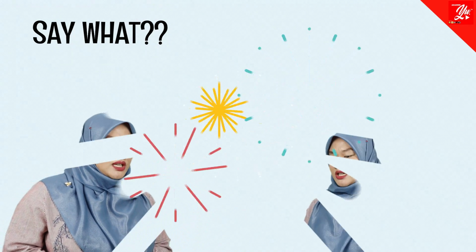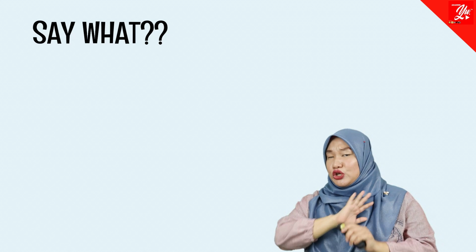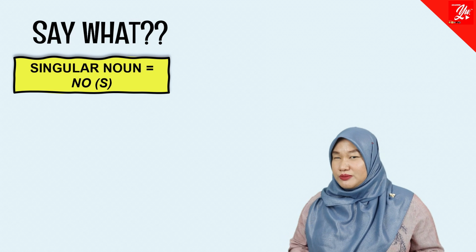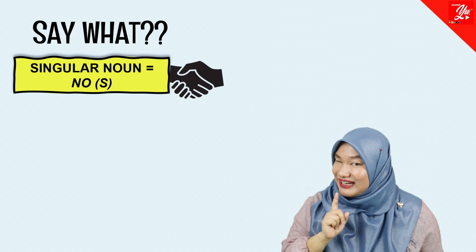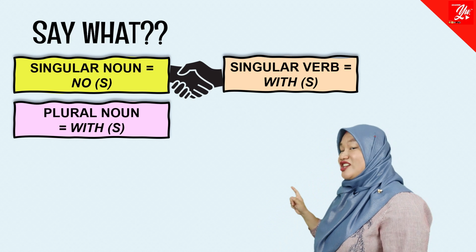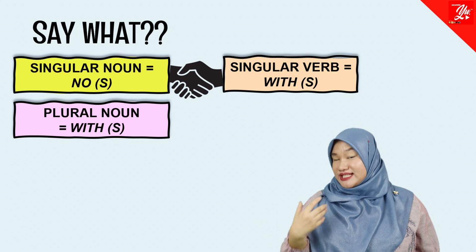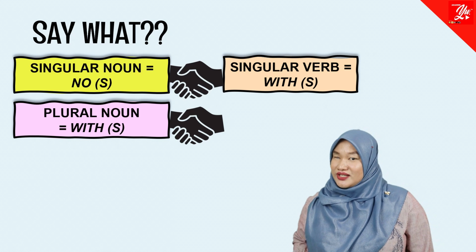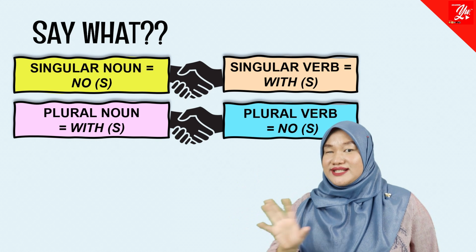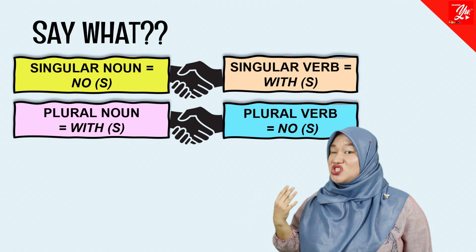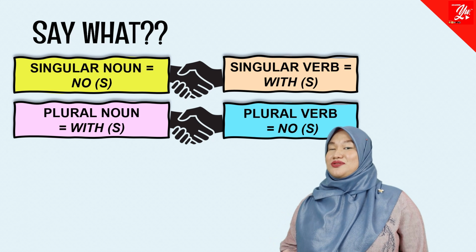Alright, basically, this is what you need to remember. So the singular noun which has no S is friends with singular verb which has an S. And plural noun which already has S is friends with plural verb with no S. So one tip that I always give my students is remember this, that S is sombong. Okay, it likes to show off.